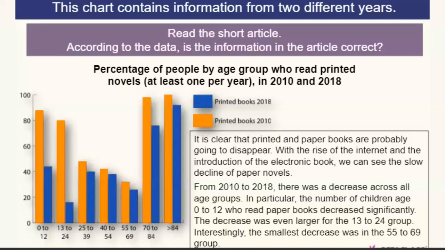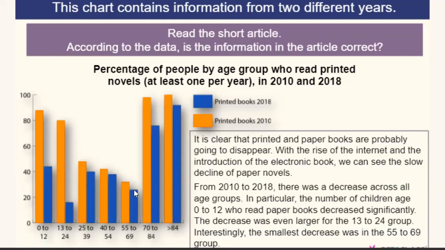Interestingly, the smallest decrease was in the 55 to 69 group. So, the 55 to 69 group. Okay, so this one was the smallest decrease if you compare both of the years.